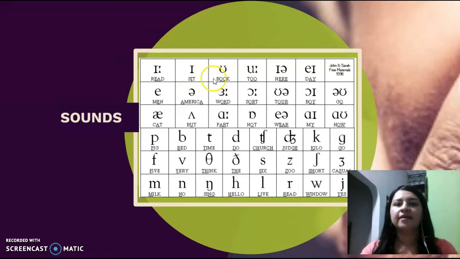Read, set, book, to, her, they, man, America, war, sword, for, boy, go, cat, bat, far, not, where, my, how, pig, bed, time, do, shirts, youth, kyle, go, buy, bury, tense, they, set, sue, short, casual, milk, no, sing, hello, lead, read, window, and jet.